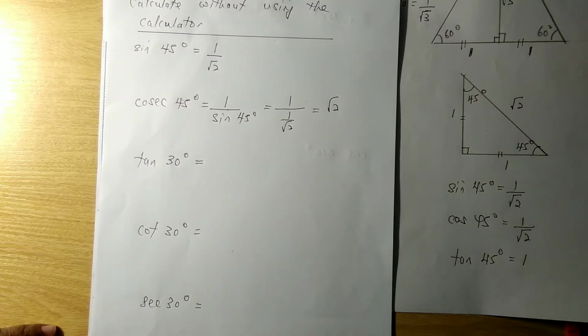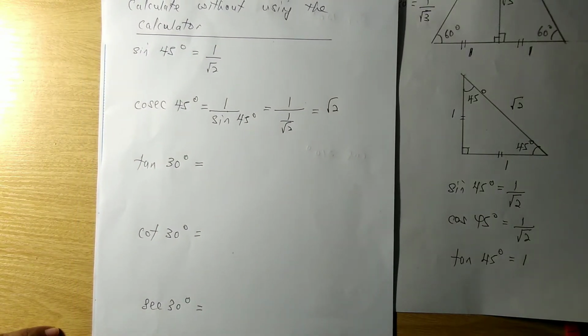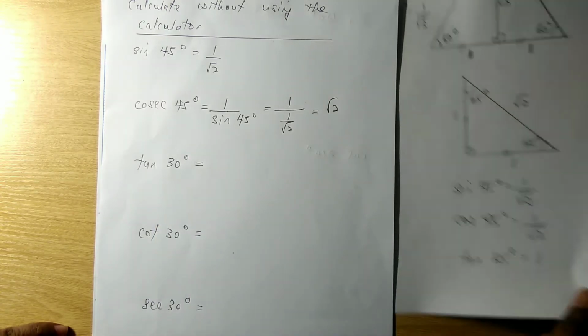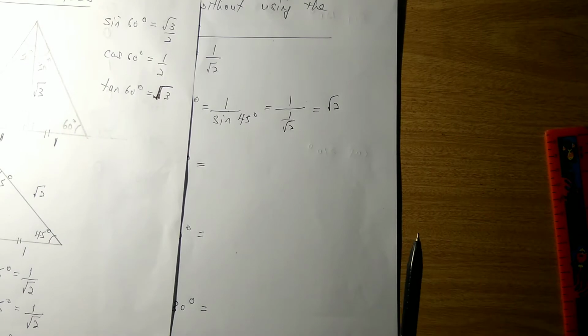Now we go for tangent 30. Tangent 30, this is again your special angle. So tangent 30 is 1 over square root of 3.